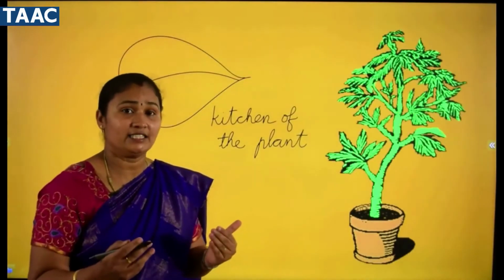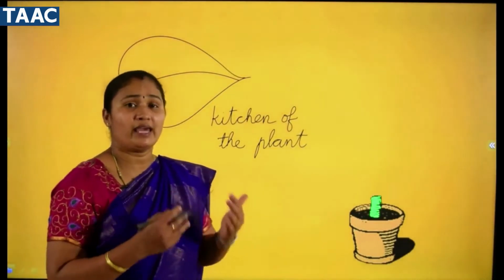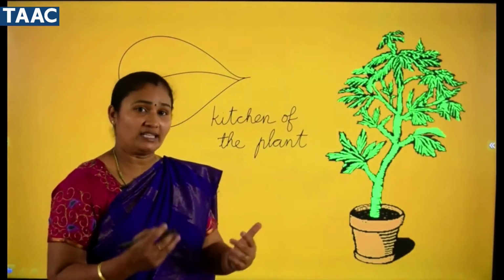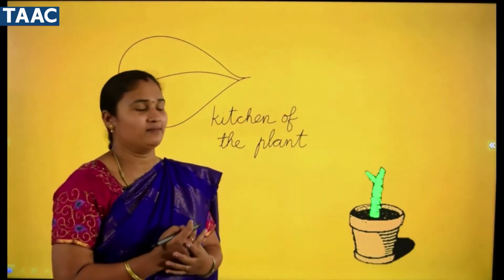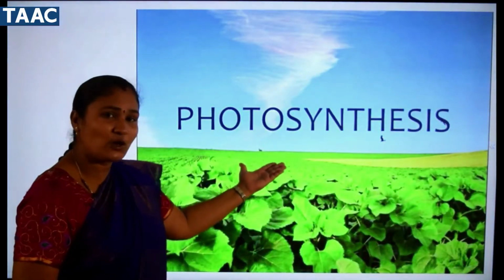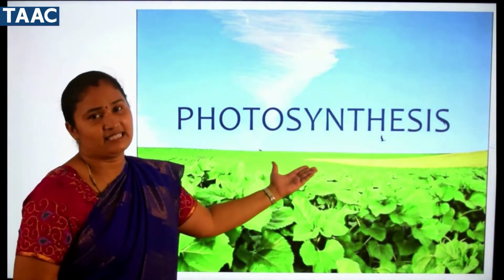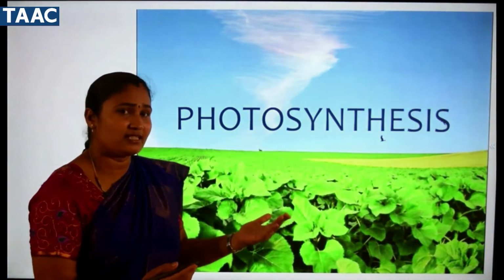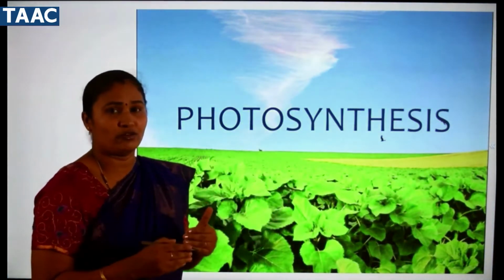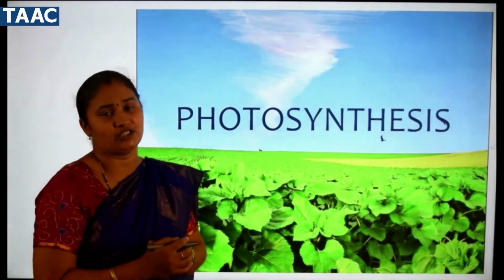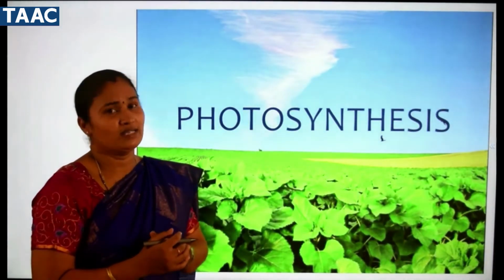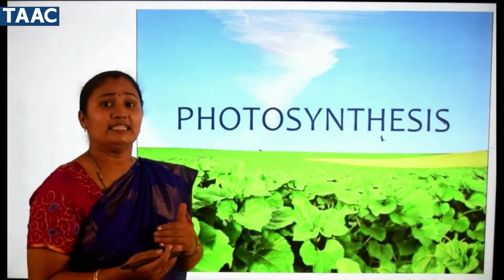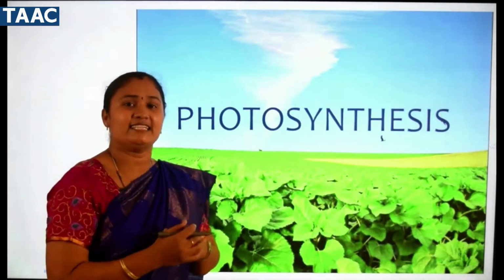Now, let us learn how these plants make their own food and what that process is called. Yes, the process is called photosynthesis. So, what is photosynthesis? The plants make their own food by using several factors. That is called photosynthesis. Now, let us learn about photosynthesis in detail.